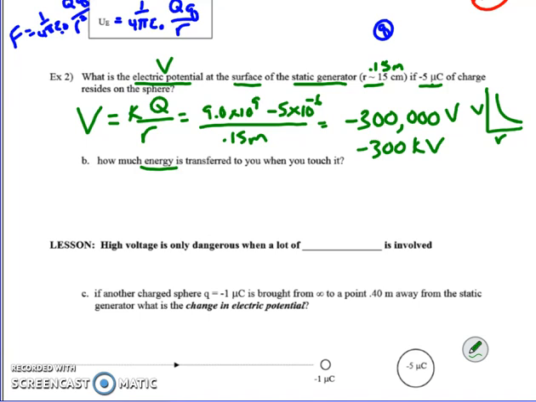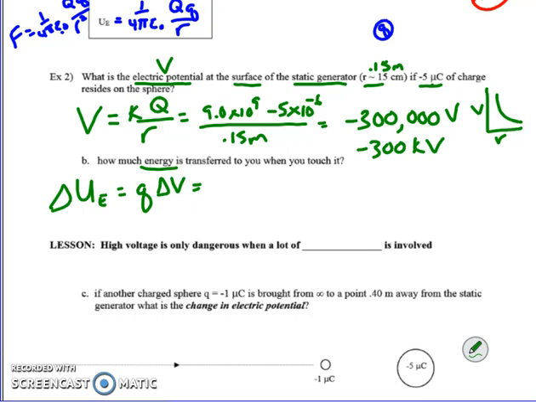So when you touch it, what's going to happen is charge is going to flow through you. And the voltage is going to go from 300,000 volts to 0 volts when it discharges into you. So the amount of energy that gets transferred to you, I'm just going to call it U even though it's a potential, will be equal to whatever Q gets transferred times a change in potential. So how much charge moves through us when we discharge it? Well, all the charge that was on there.